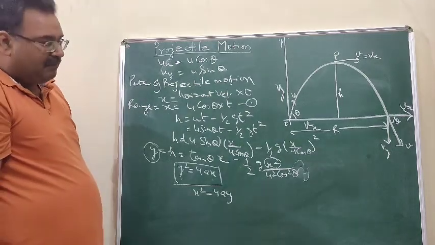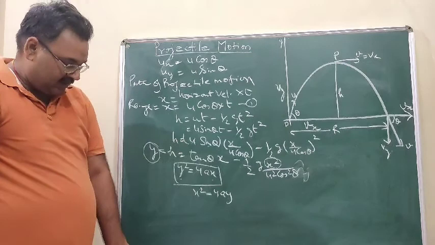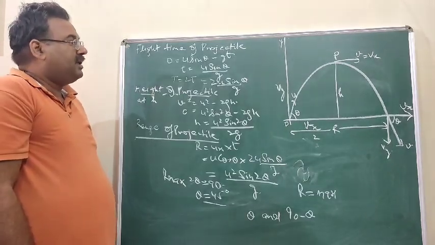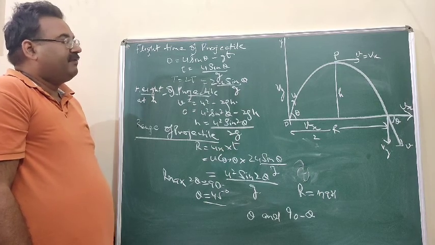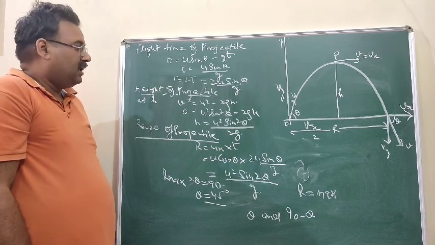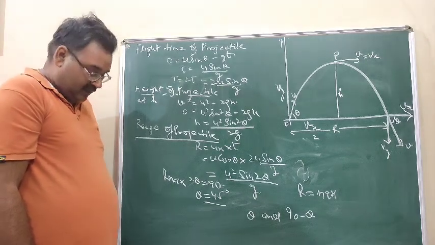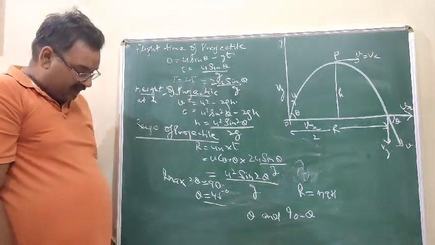Projectile motion is a parabolic motion. Now we will discuss three important points that are often asked in the exams: the flight time of the projectile, the height of the projectile, and the range of the projectile. First we will discuss flight time.